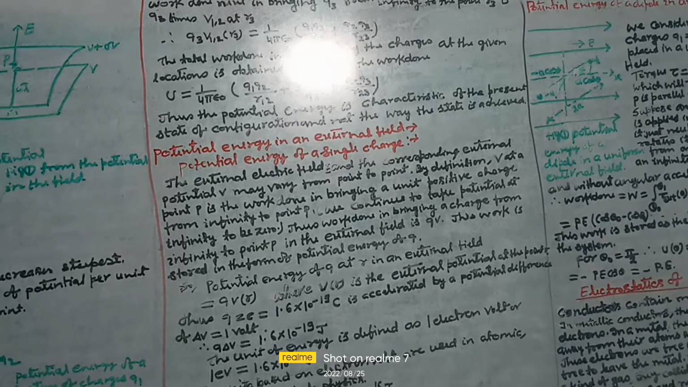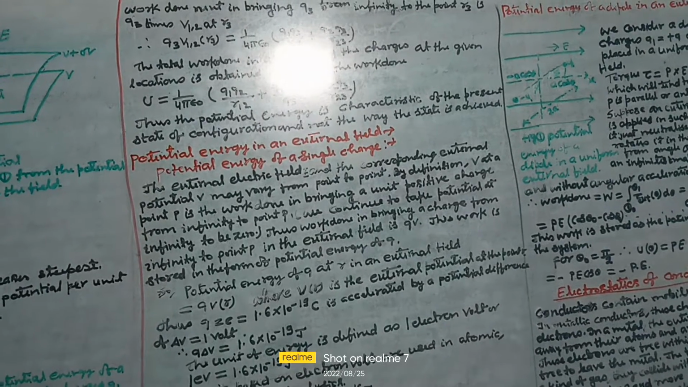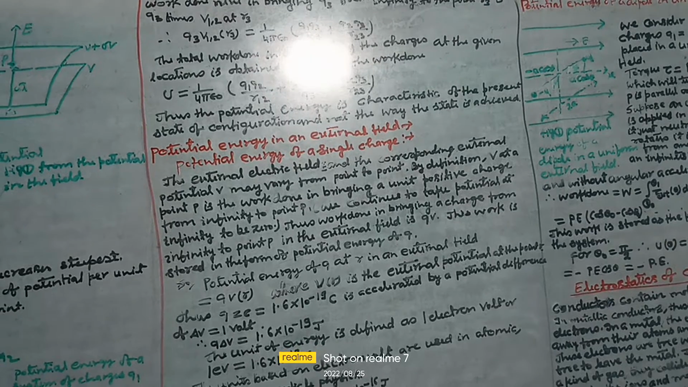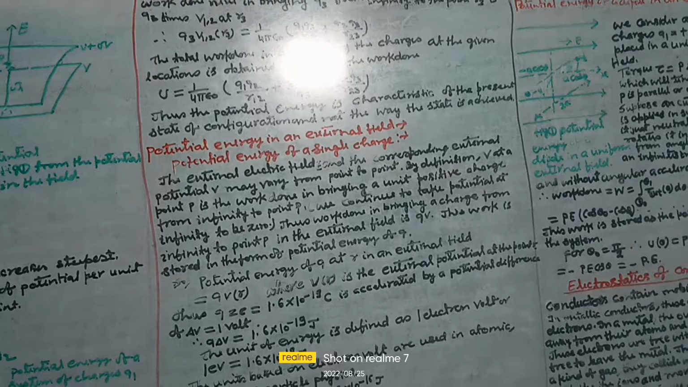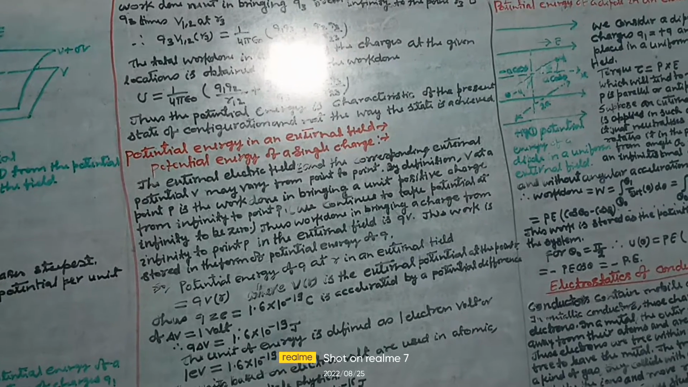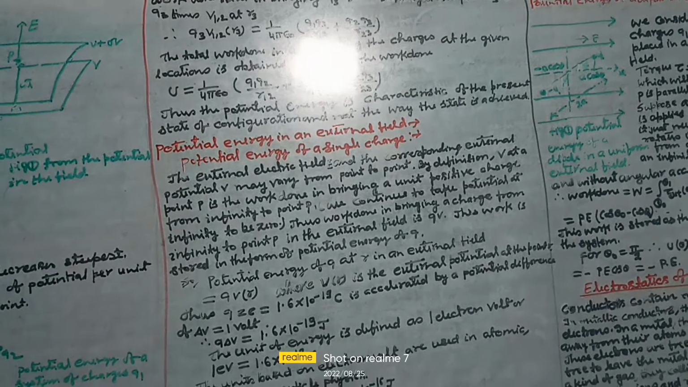Now Q = e = 1.6 × 10^-19 coulomb, accelerated by a potential difference of ΔV = 1 volt. So QΔV = 1.6 × 10^-19 joule. This unit of energy is defined as 1 electron volt, or 1 electron volt = 1.6 × 10^-19 joule.